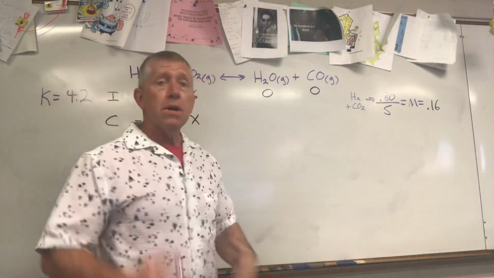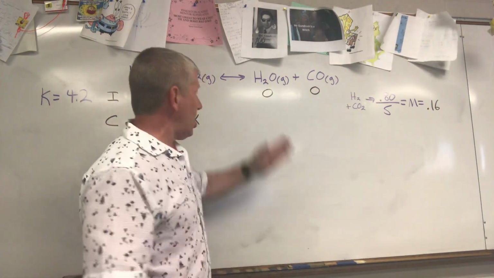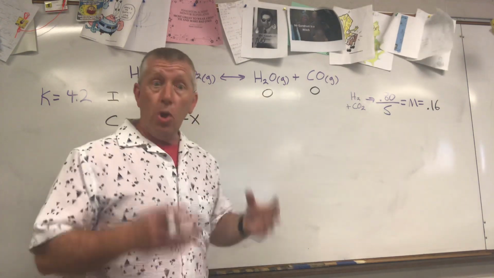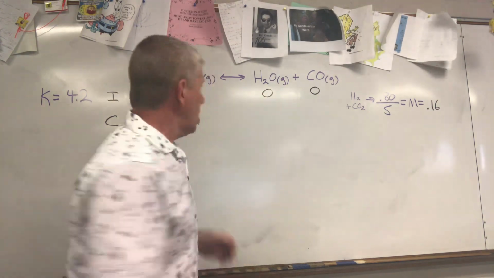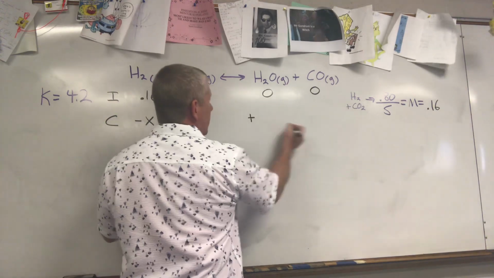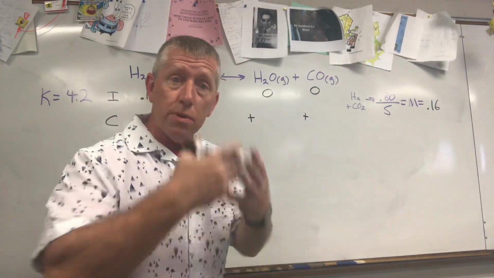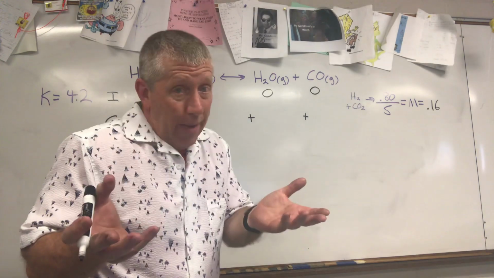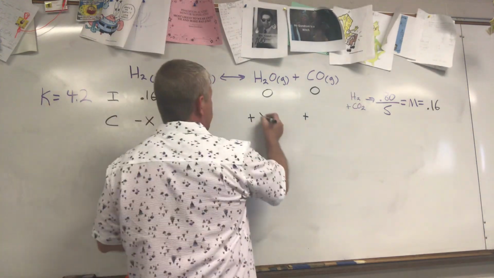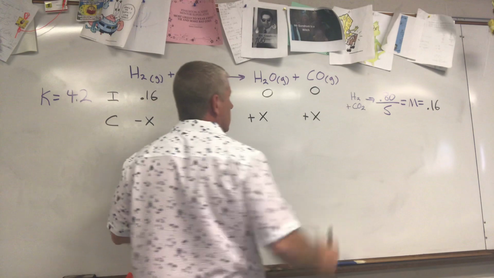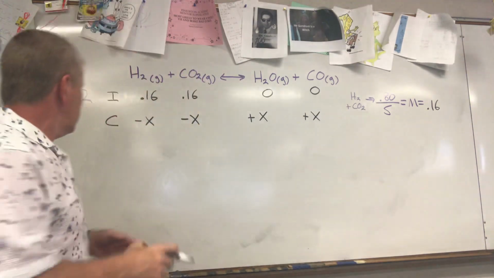Over here, what's going to happen over time? What's the change in these going to be? They're going to get made. We're going to get more of it. So this is positive. We increase these as the reaction keeps going. We don't know how much, so we put an X. All right, not so bad.